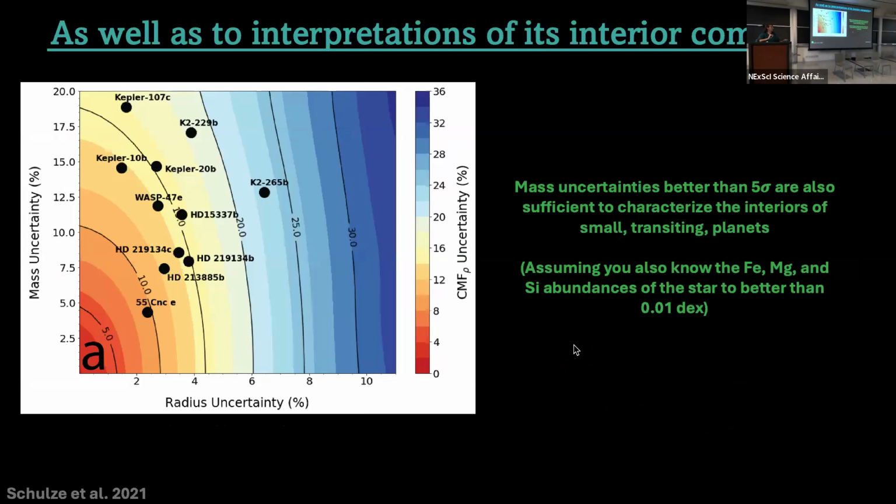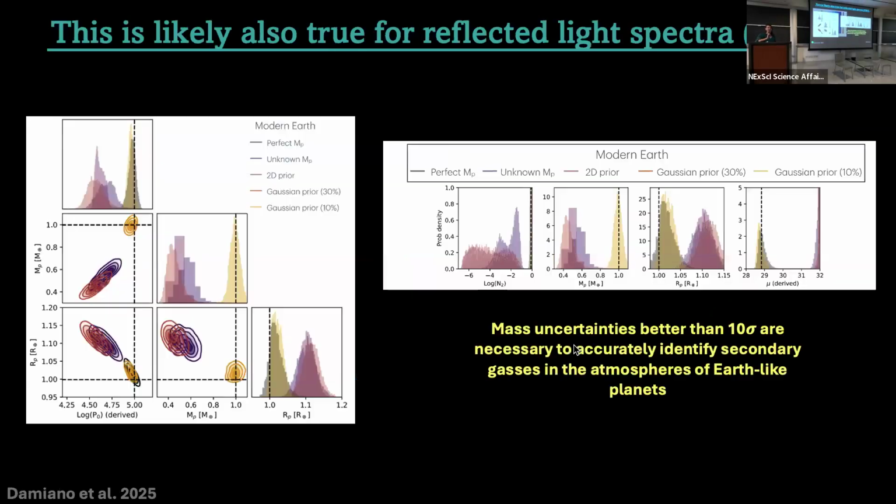We also need precise masses if we want to think about the interior compositions and core mass fractions of our planets. Again, work from Schulze in 2021 highlights that 20% mass measurements for small planets are required if we want to characterize their interiors, but this is dependent upon also understanding the chemical composition of the host star, things like the iron and silicon abundances of that star.